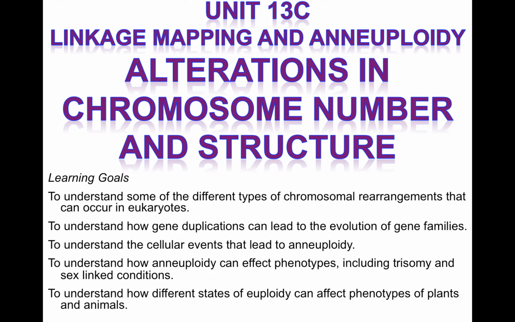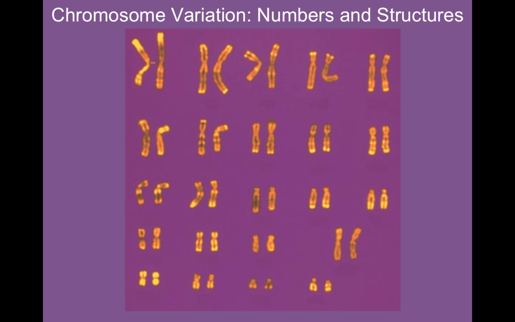Our learning goals are to understand some of the different types of chromosomal rearrangements that can occur in eukaryotes, to understand how gene duplications can lead to the evolution of gene families, to understand the cellular events that lead to aneuploidy, to understand how aneuploidy can affect phenotypes, including trisomy and sex-linked conditions, to understand how different states of aneuploidy can affect the phenotypes of plants and animals.